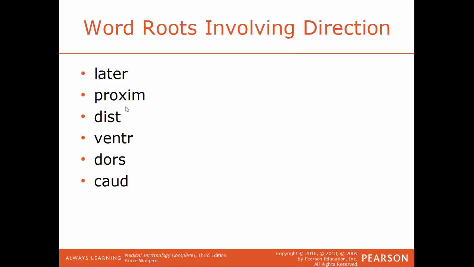The ventral, or venter, would be on the belly side of the body. Ventral is another term for anterior when we talk about humans. Dors or dorsal is another word for the back. So you can use dorsal or posterior because they are interchangeable. Then caud or caudal would mean toward the tail end.